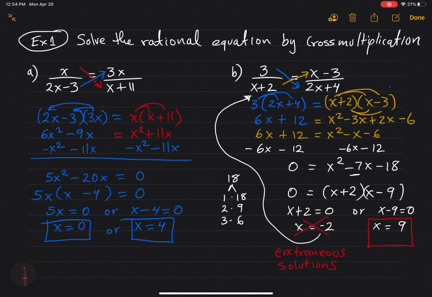So here are two examples on how to solve rational equations by cross multiplication. Please remember that you can always check your answers on Desmos or a graphing calculator. And don't forget to always check for extraneous solutions. What you have to do is substitute into the original equation. If you don't get division by 0, then most likely that is a good answer.